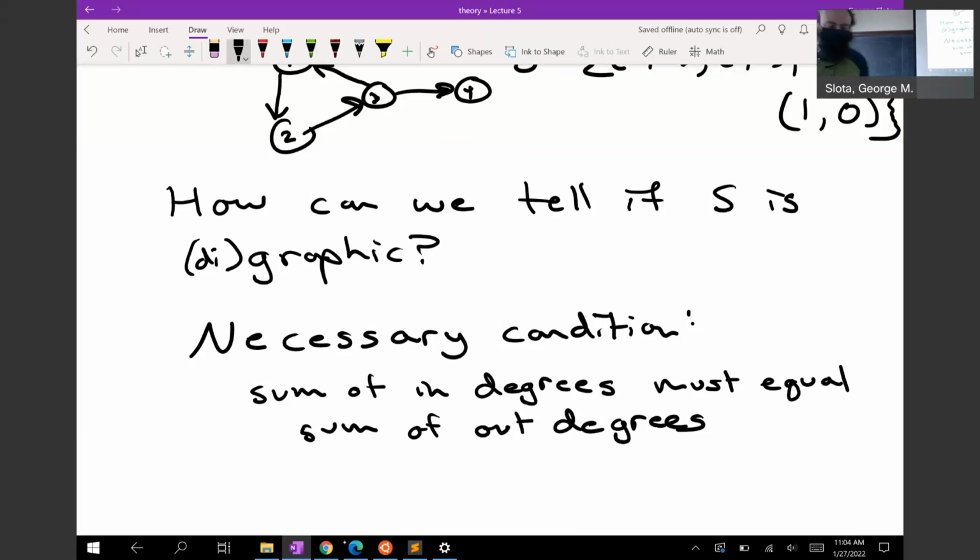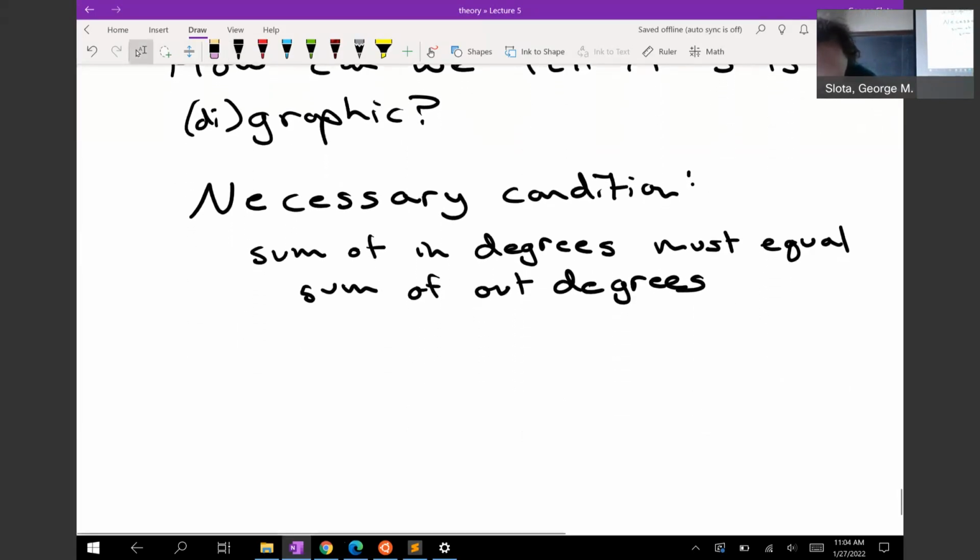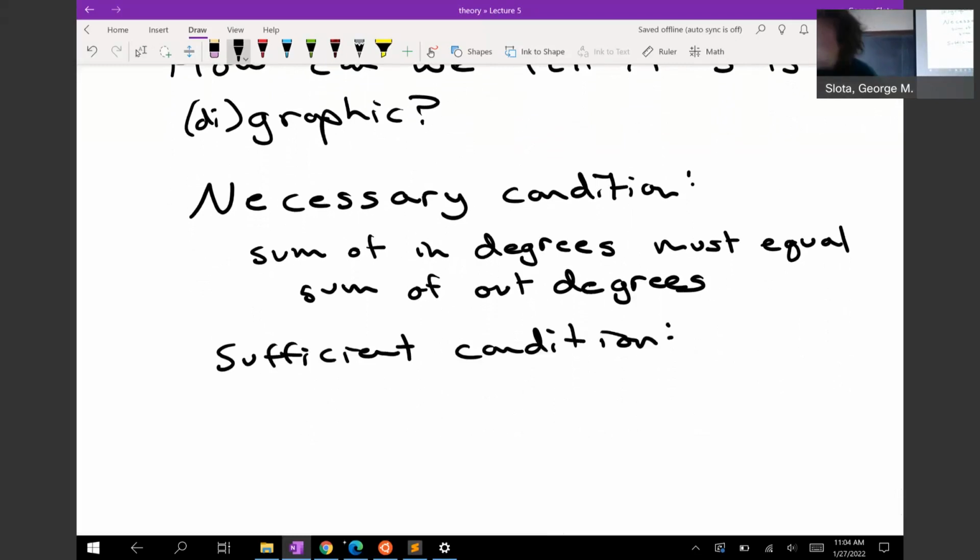What about sufficiency? Well, really what we're trying to say is if the sum of the in degrees equals the sum of the out degrees, it is in fact a sufficient condition.